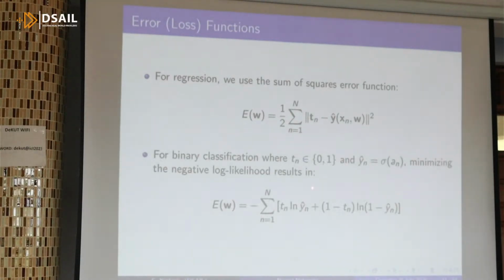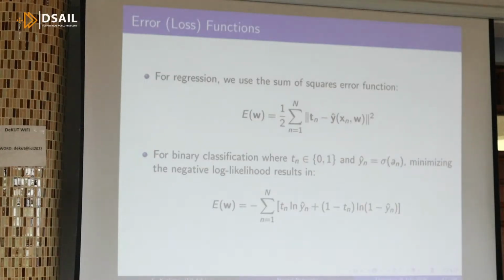For binary classification, we minimize the negative log likelihood, as you can see. Basically, it's saying you take the target value multiplied by the logarithm of the predicted value plus 1 minus the target value. This is binary.